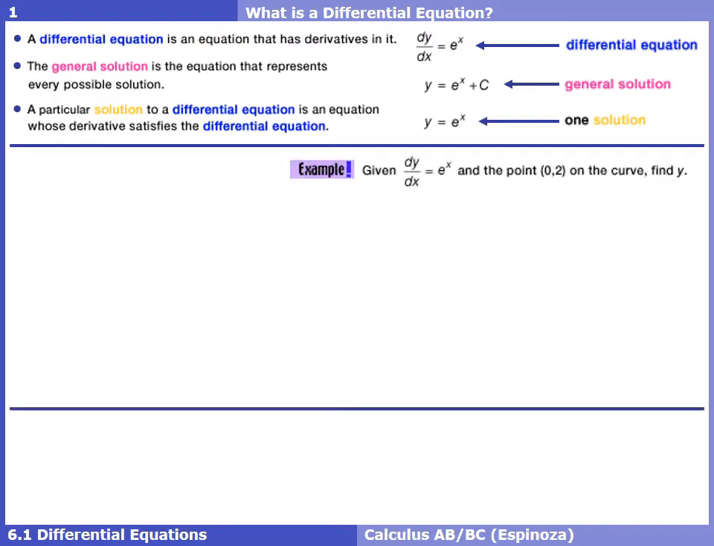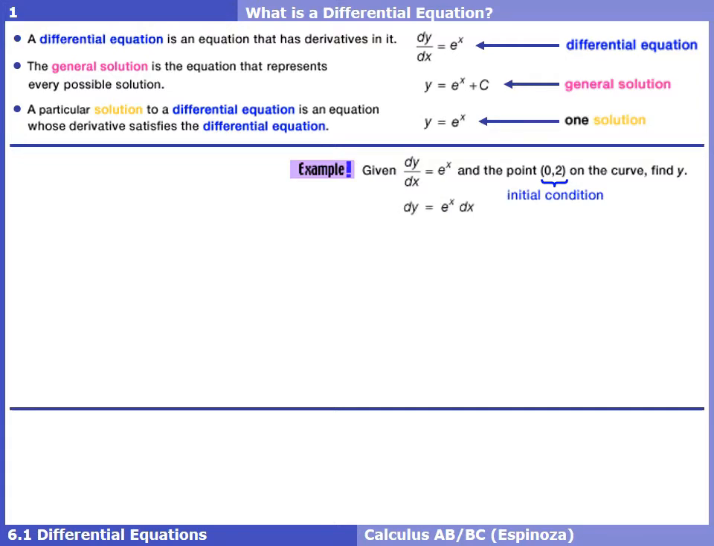So let's go ahead and go through the process of solving that differential equation that we see above. We have the differential equation dy/dx is equal to e to the x, and we're given the point (0, 2), and we want to find y, which would just be another way of saying to solve the differential equation, or again, to find a particular solution. To find that particular solution, we need a point, so we can plug it in to find that plus c. That point quite often is called an initial condition.